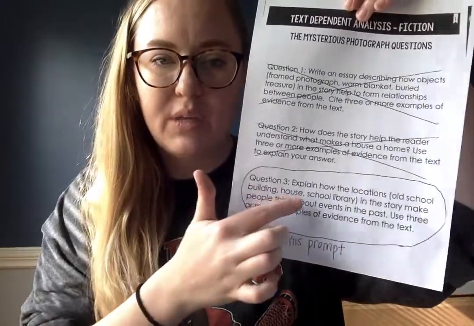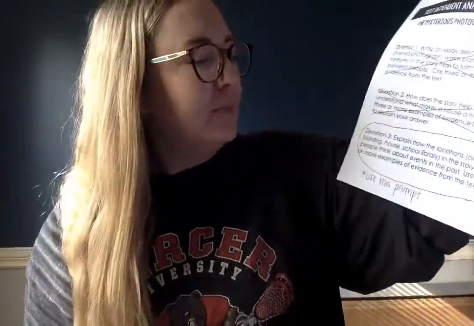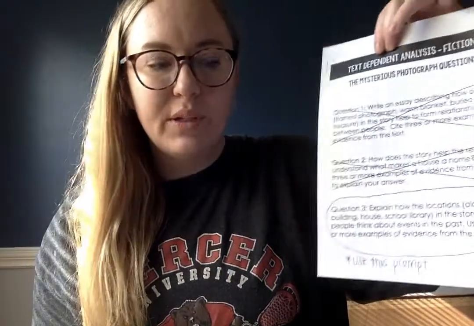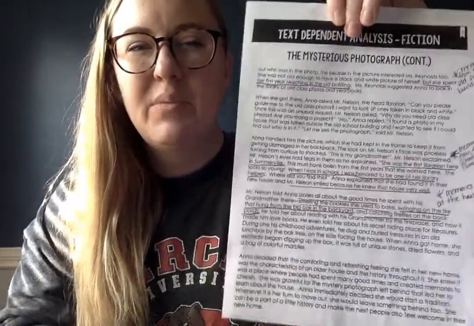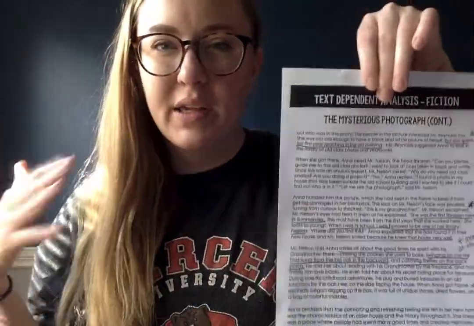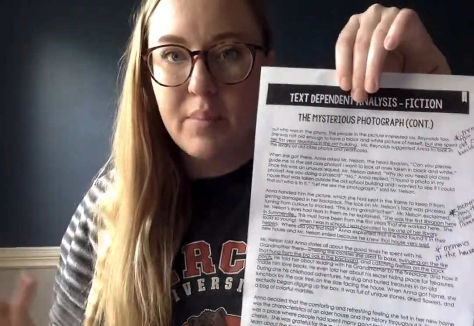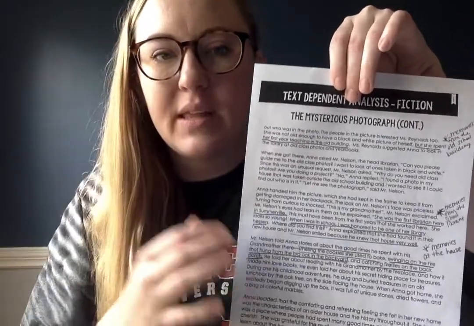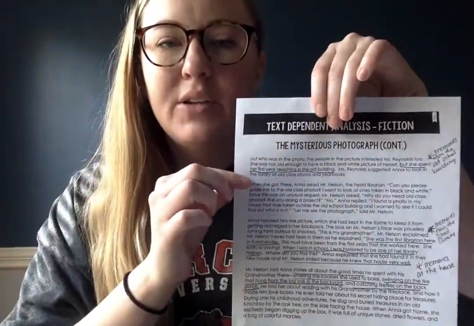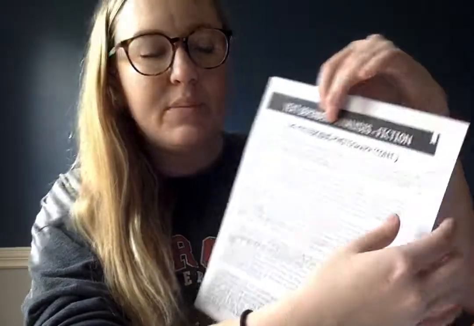So the way I'm going to do mine is I'm going to use the 3 locations they gave us in the parentheses, the house, the library, and the old school building. And so I looked for those in the text, and when they got to those locations and started thinking about things in the past, like memories or things that had happened to them or someone they knew, I underlined them and I kind of wrote a little note to myself.